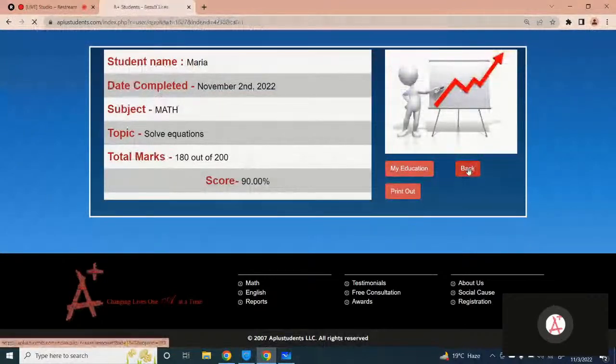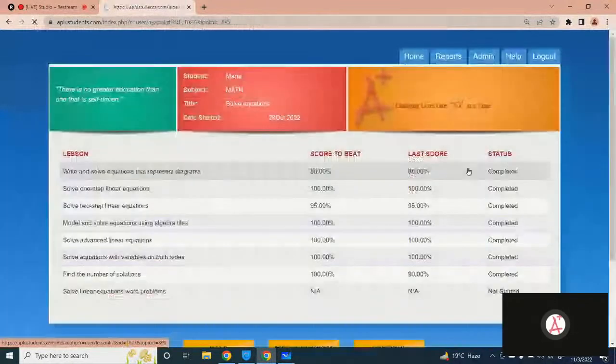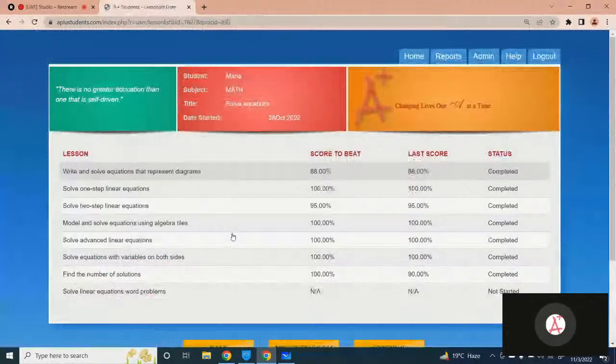So if you need more help with the topic, you can contact any tutor on the Skype. We have covered 4 of the topics today. They are model and solve equations using algebra tiles, solve advanced linear equations, solve equations with variable on both sides, and find the number of solutions.